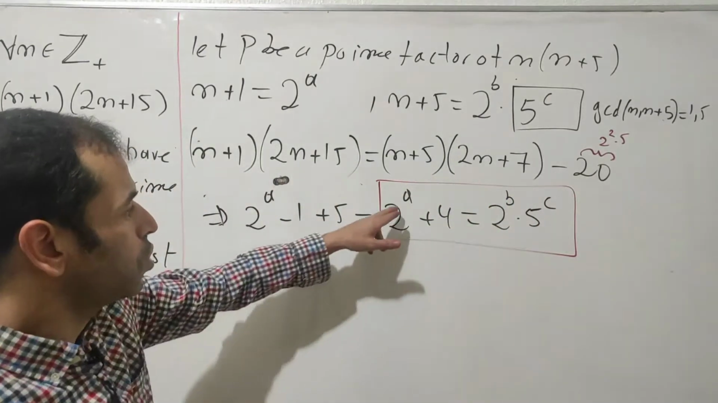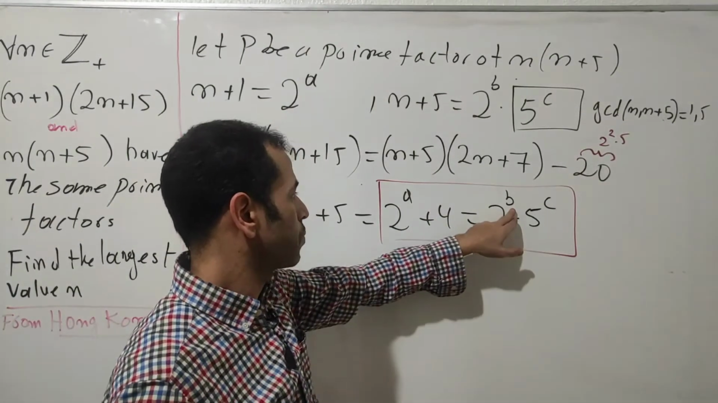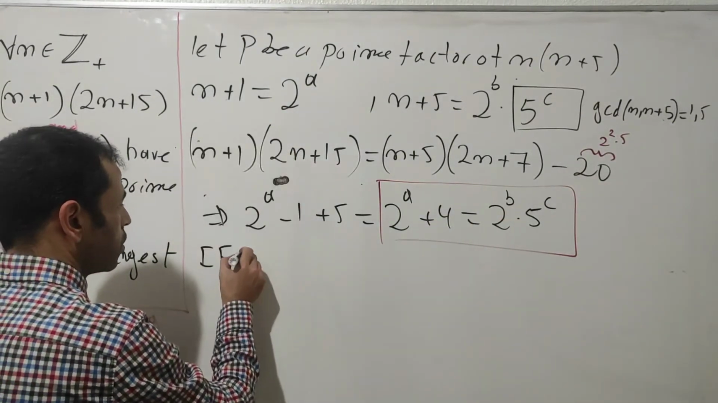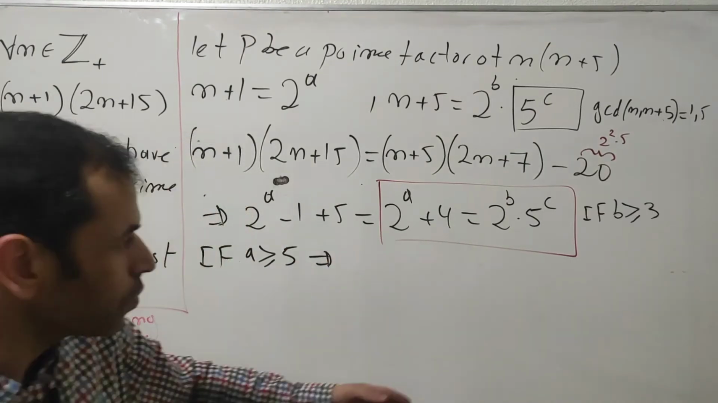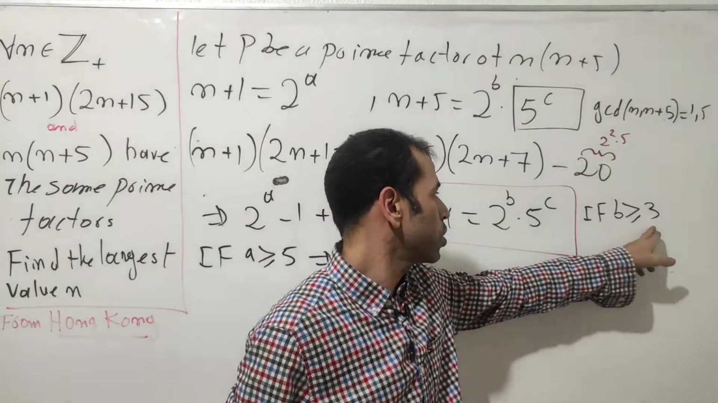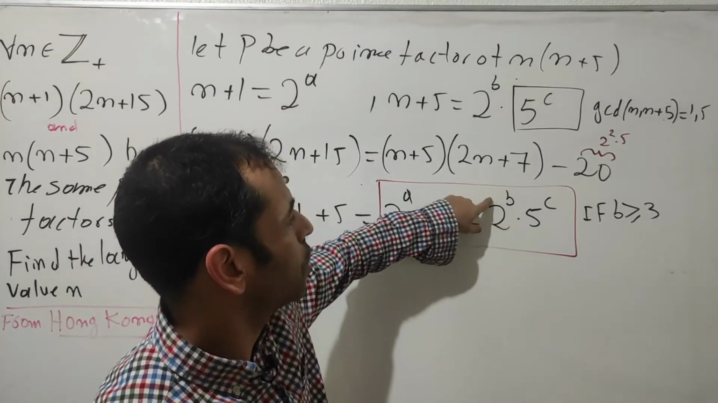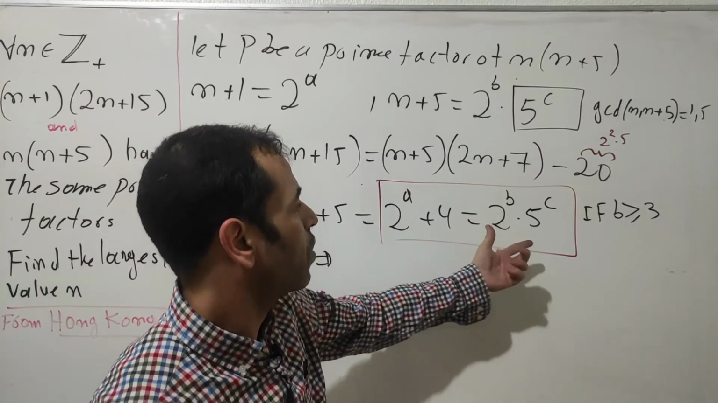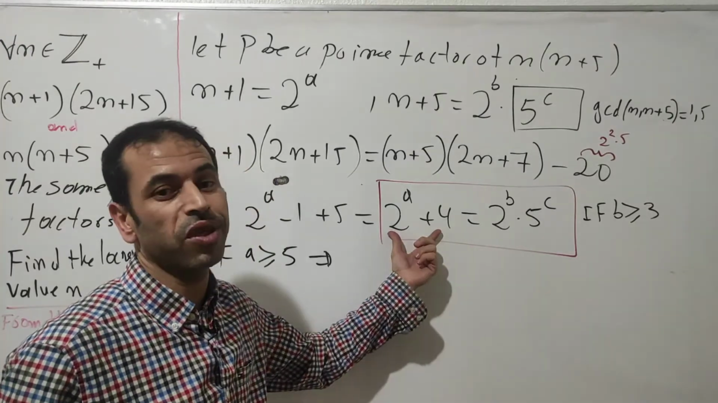Now we need to determine a and b. For c, we determine b. So if a is bigger or equal to 5, if b is bigger or equal to 3, what's going to happen here? This term at least is going to take the number 8, which means 8 divides the right hand side of this equation, but 8 cannot divide the left hand side of this equation.